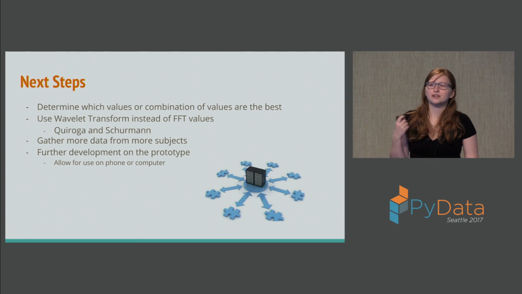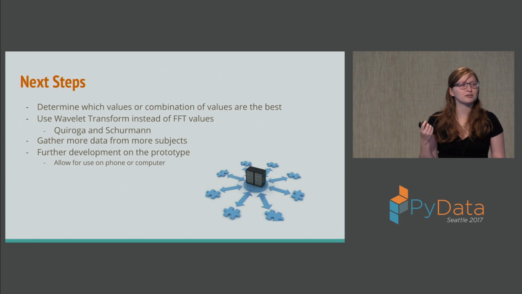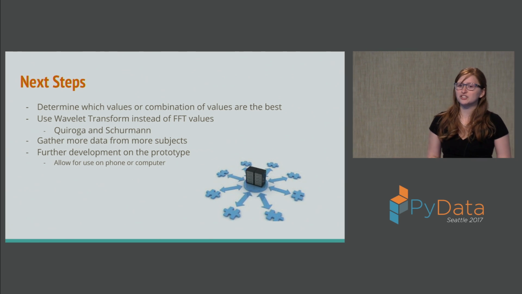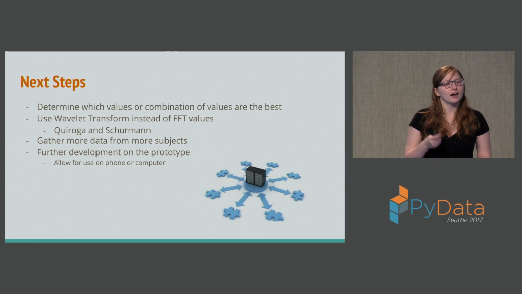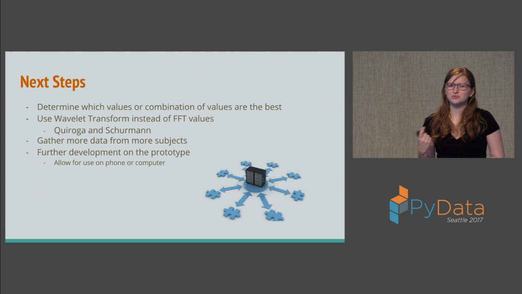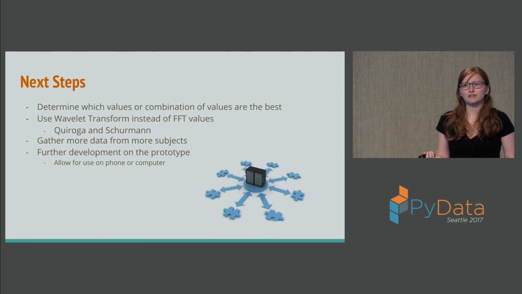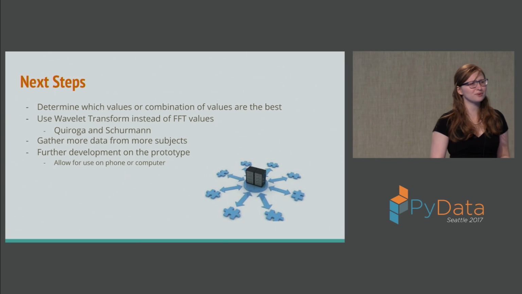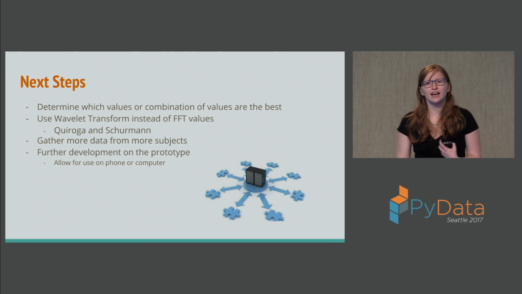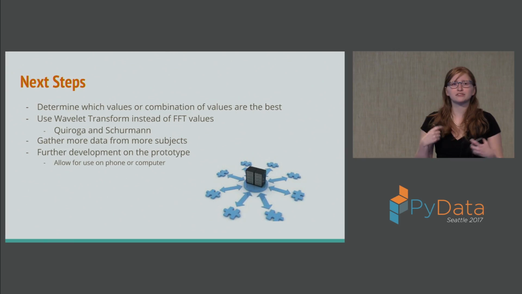As I mentioned earlier, I wanted to determine which values or combination of values are the best. I want to see what happens if I switch over from FFT to the wavelet transform that Kierkegaard and Sherman said was the best combination for brain waves. I also want to gather more data from more subjects. I had about 10 or 15 subjects I had to throw out because the headband ended up moving, and there were a lot of issues with the data. It was not really their brain wave.